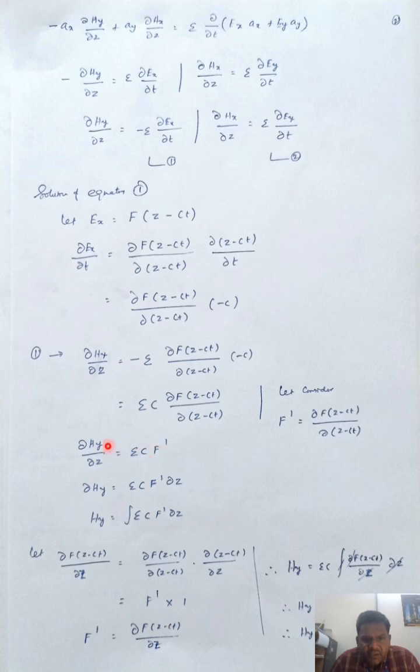I am rewriting this equation to achieve our relation, keeping the partial derivative of Hy with respect to z on the left hand side, and the right hand side as it is. To remove this partial derivative, I am adding integration on both sides. Integration and differentiation get cancelled on the left hand side, and the integration is added on the right hand side like this.